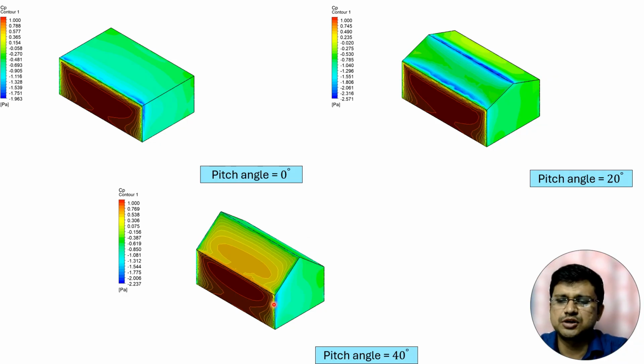But when the pitch angle is 40 degrees, you cannot see that much suction, because here wind is directly hitting this particular face, and here you will normally see positive pressure distribution. But after this ridge line, when wind separates from the model, there will be some local suction after the ridge point.